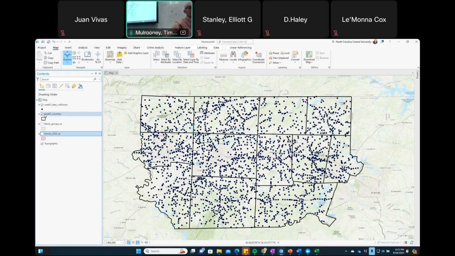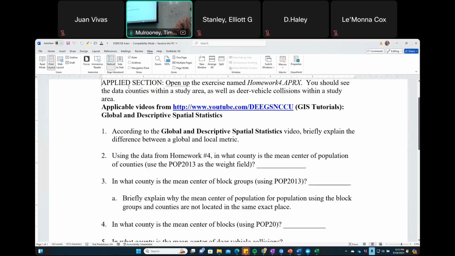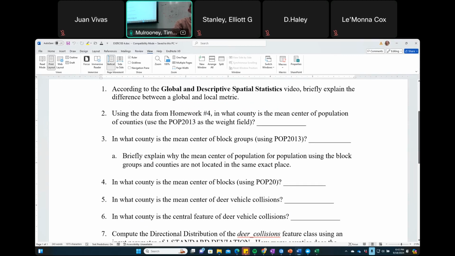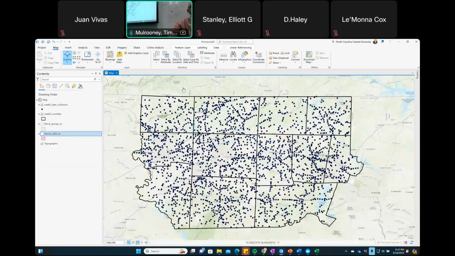And we're gonna open up a tool because I think that's the second question here, and I want to make sure. So using the data, what county is the mean population center of counties? Because we're gonna do the center. What county is the mean center of block groups? And then what county is the mean center of blocks? We're gonna calculate these at different units because it's gonna use the center and then calculate the weighted average of these 10 block groups.